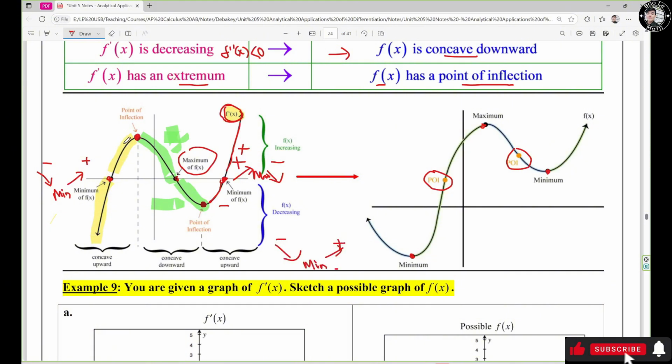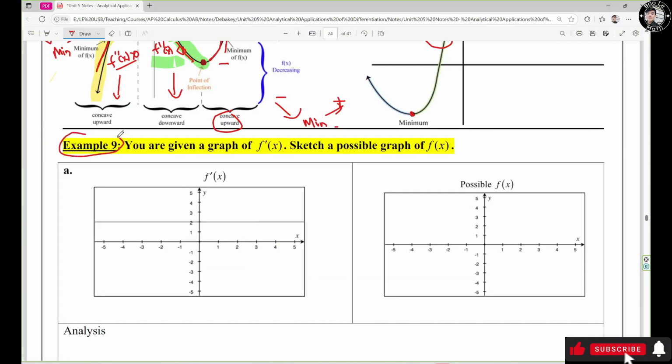We need to draw the tangent line. We see that the tangent line is going up, which means the slope of the tangent line is positive. But the slope of the tangent line of f prime of s is f double prime of s, so f double prime of s is positive, and the function is concave up. Similarly, you just draw the tangent line right here. You see that the slope of this tangent line is negative, which means f double prime of s is less than 0, and the function is concave downward. And the last one is concave upward right here.